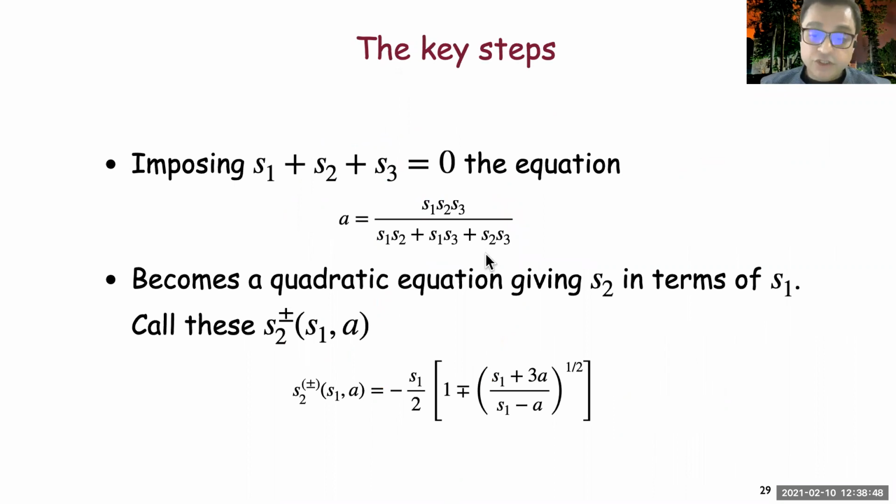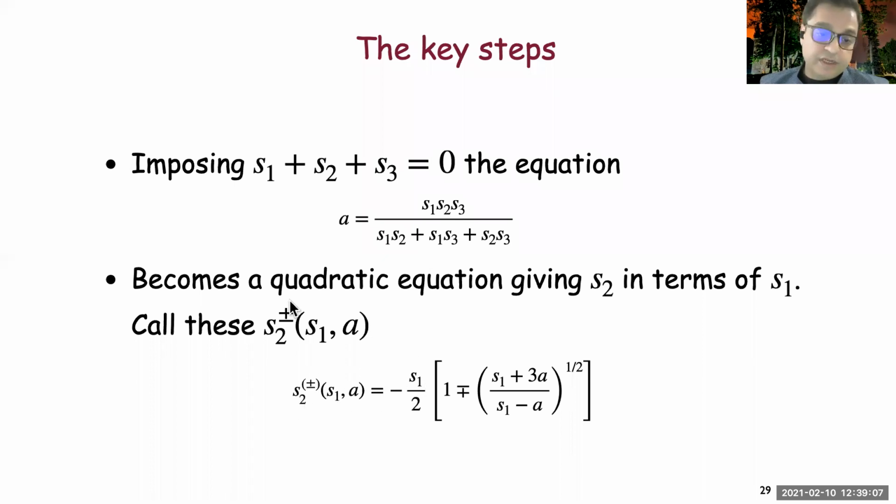So in the original crossing symmetric dispersion relation, you remember that there was this S2 plus. Instead of T, we needed to put S2 plus. So where does that come from? Now it's very easy. If you substitute S3 to be minus S1 minus S2, you'll get a quadratic equation for S2. And that is what gives you this.